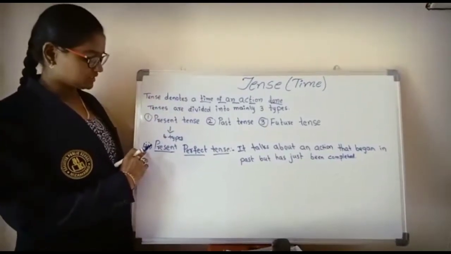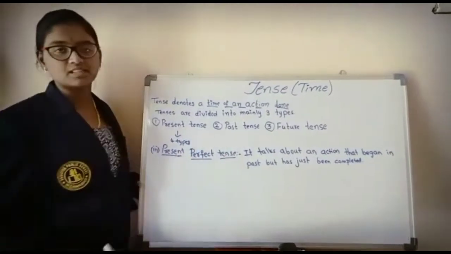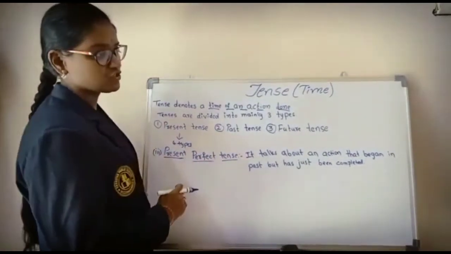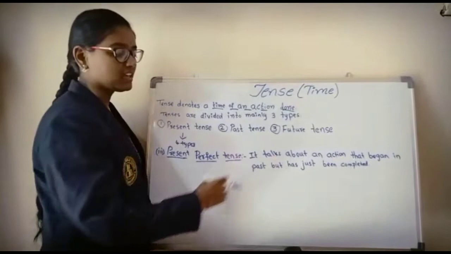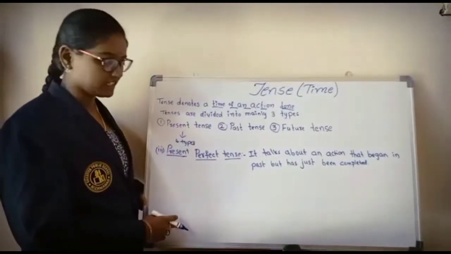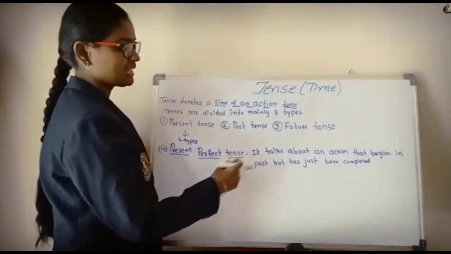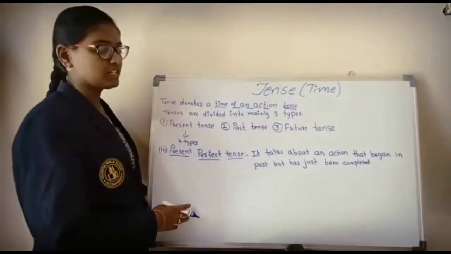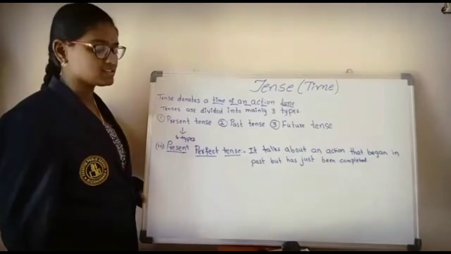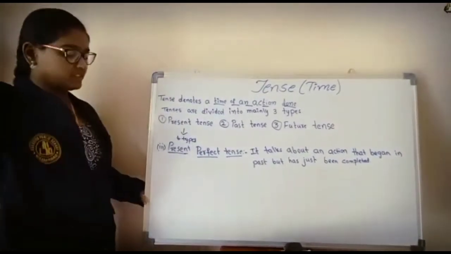So now I am explaining about third subtense, present perfect tense. Definition of present perfect tense is nothing but it talks about an action that began in past but has just been completed. Once again I am repeating the definition.